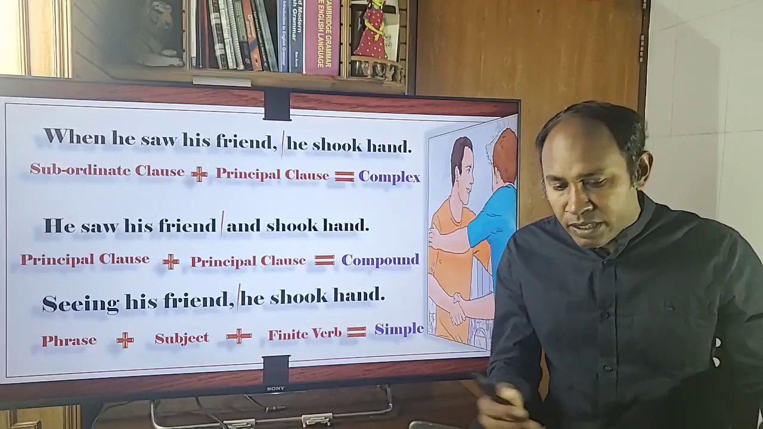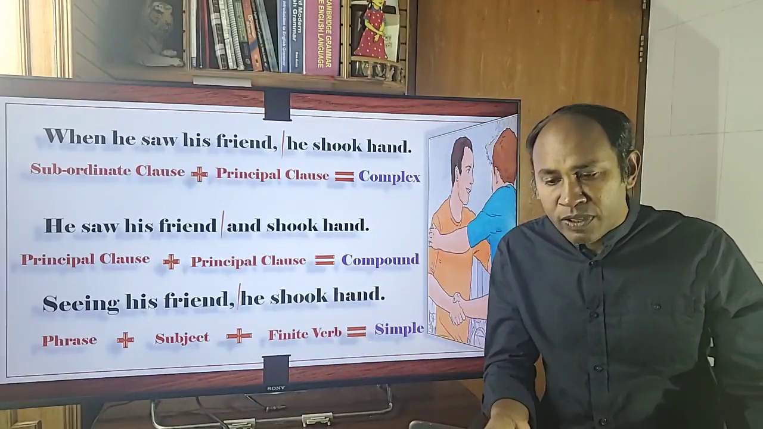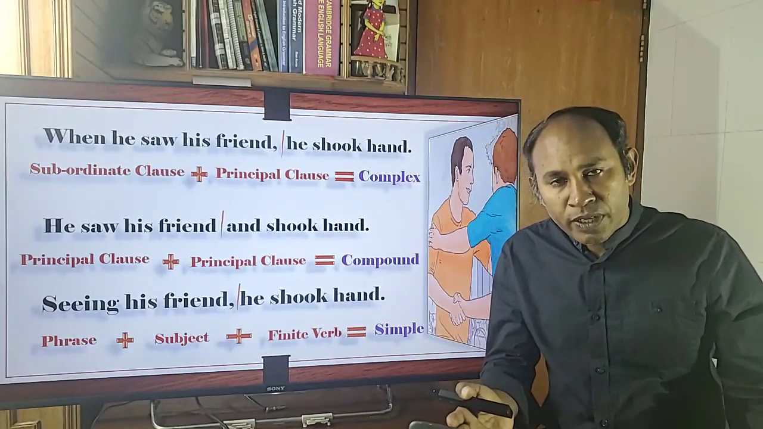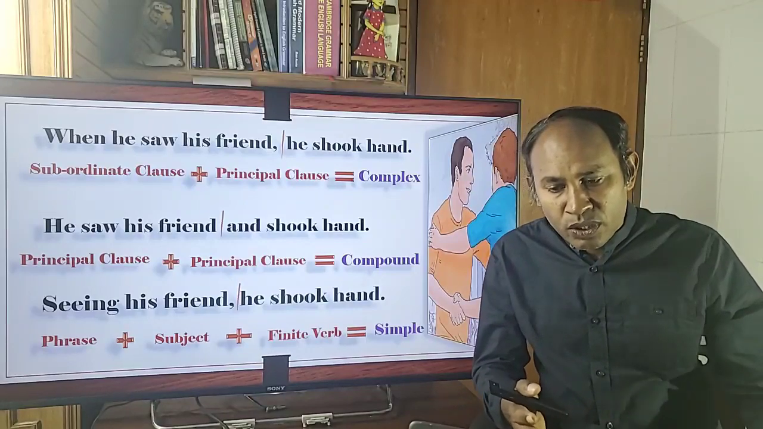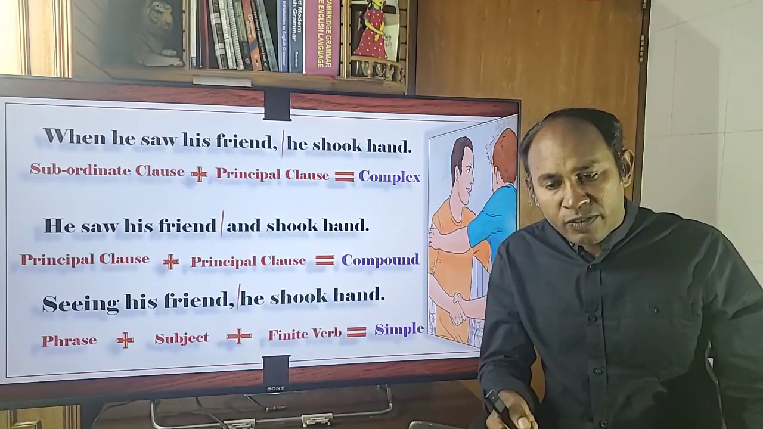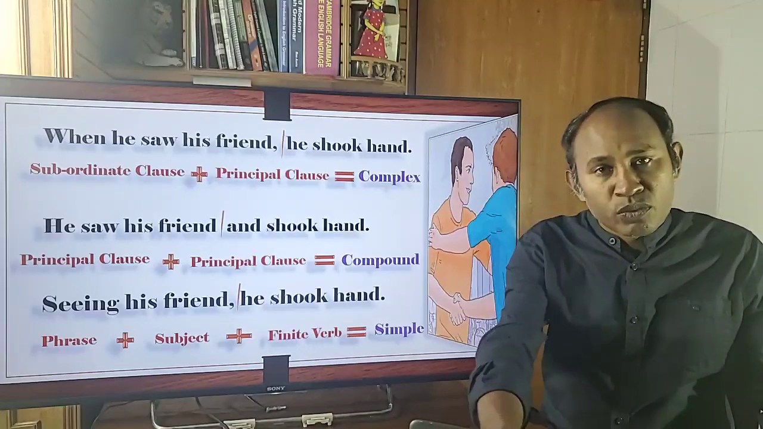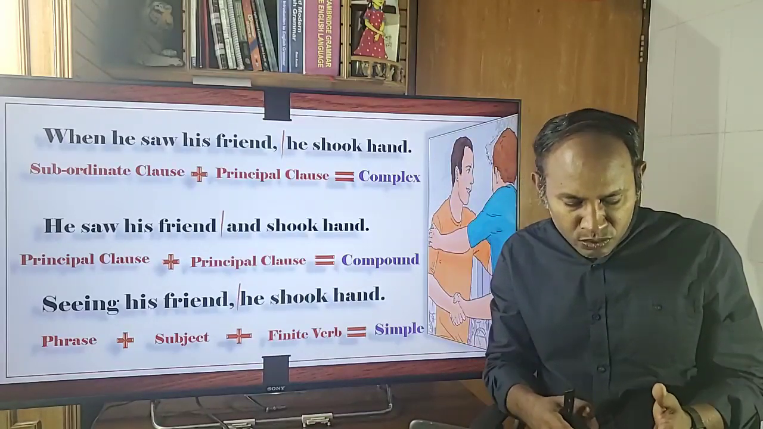Okay, so a simple sentence must have one subject and one finite verb, but there may be a phrase. I told you, would you please write down: what is the difference between a phrase and a clause? What is the difference between a phrase and a clause?